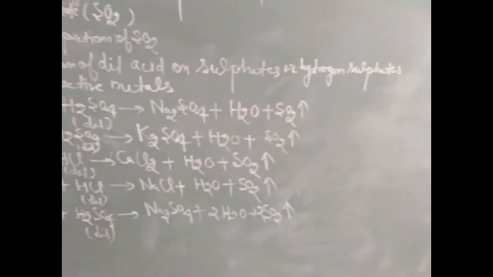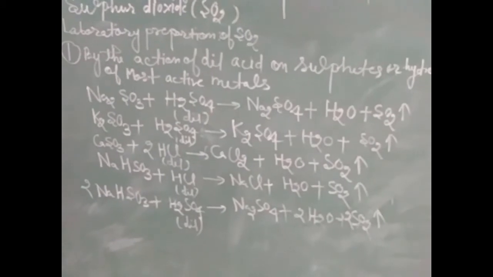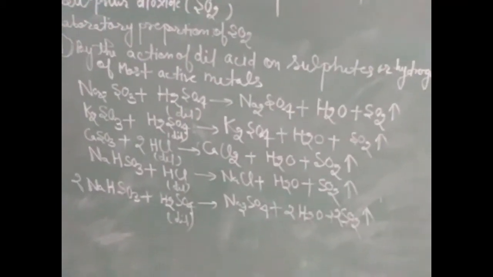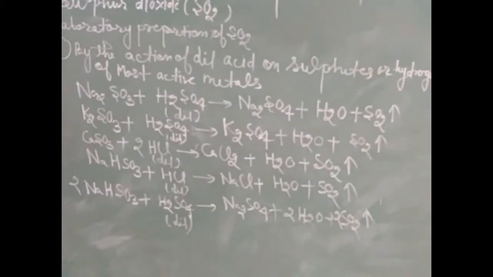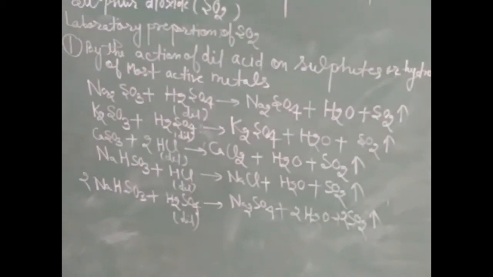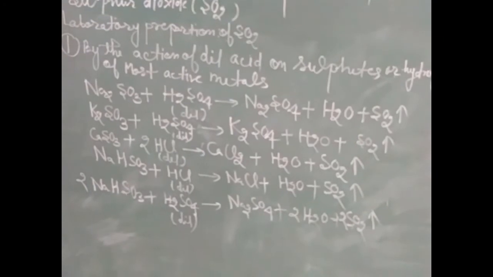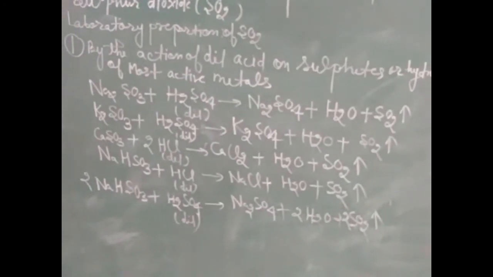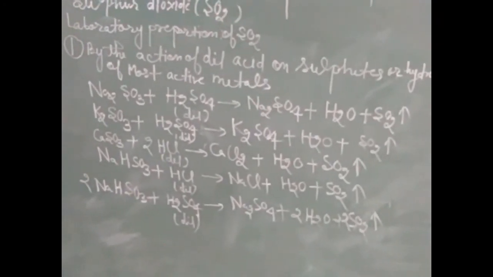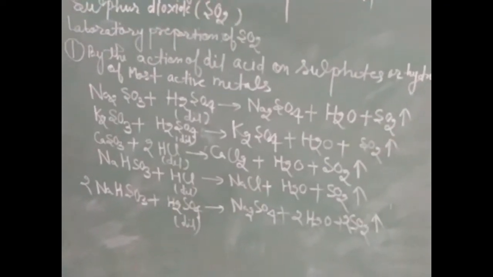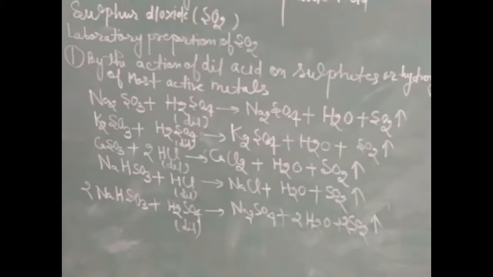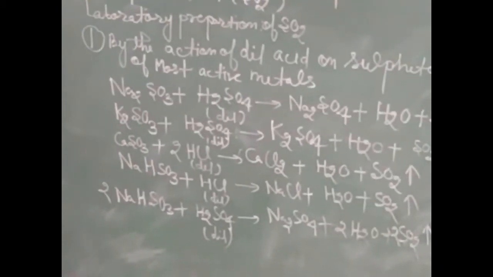As we can watch here, again the active metals are sodium, potassium and calcium. The sulfite of sodium will be sodium sulfite, the sulfite of potassium will be potassium sulfite, that is K2SO3, and the sulfite of calcium will be CaSO3. The bisulfite of sodium will be NaHSO3, and the bisulfite of potassium will be KHSO3. Now we will discuss the next process.